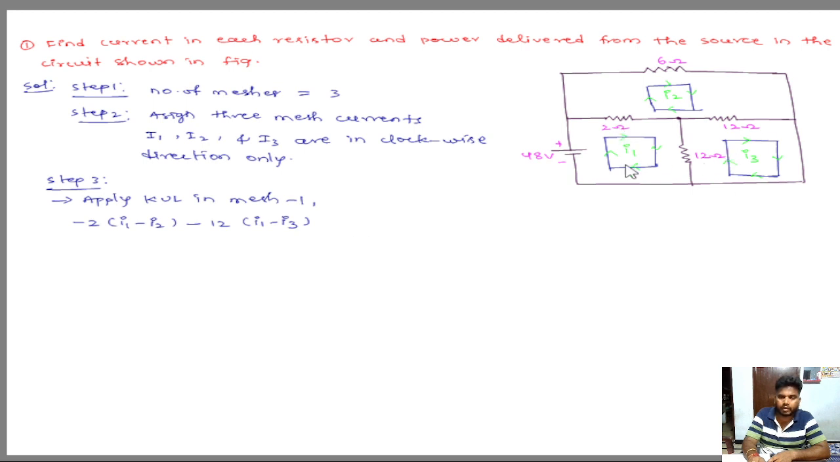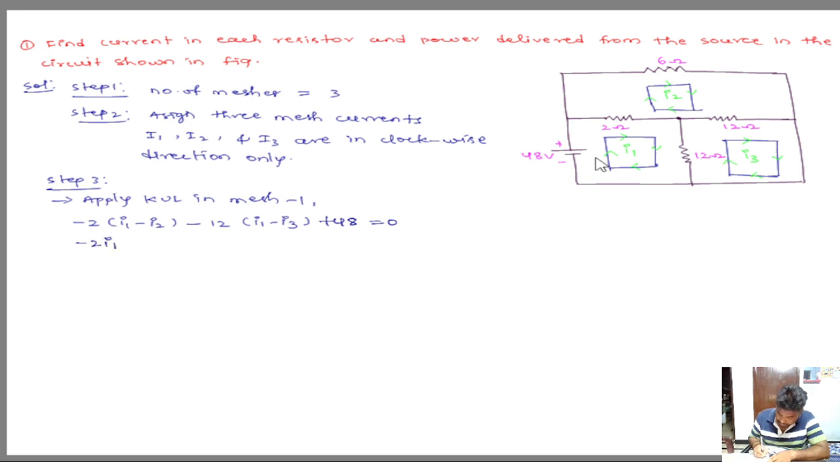Then coming to the source, the 48 volt voltage source. The current is flowing from negative to positive, means lower potential to higher potential. The voltage is rising, and a voltage rise we consider positive, so plus 48 is equal to 0. Then simplify this equation.